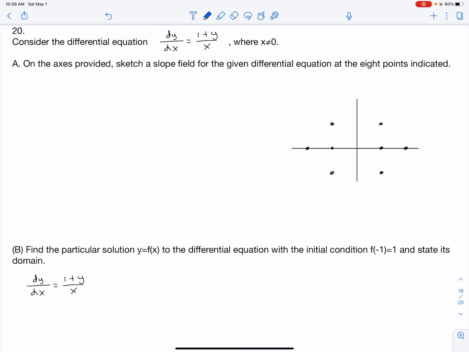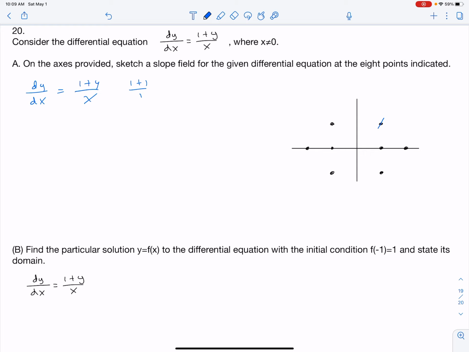So the first thing we're asked to do is graph this on the 8 points given. Again, reminder, the way this works is you just plug in points. For example, I'm not going to go over every single one of these, but I might plug in the point (1, 1), and that would give me 1 plus 1 over 1. So that would be a slope of 2. Then we put a little line that has a slope of 2.